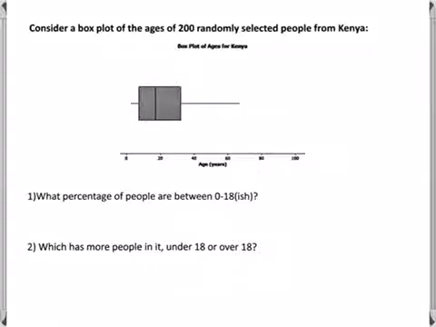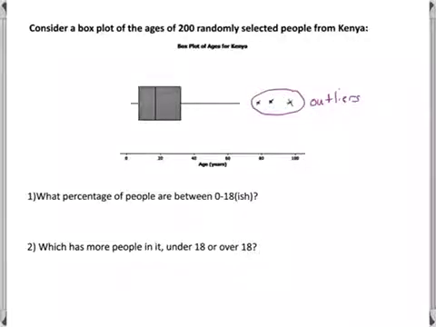Consider a box plot of the ages of 200 randomly selected people from Kenya. For definition reasons, let's put some dots here. And so in reality, what we would call these on a box plot would be outliers. So add those to your notes. All right, so the first question says, what percentage of people are between 0 and 18-ish years old?